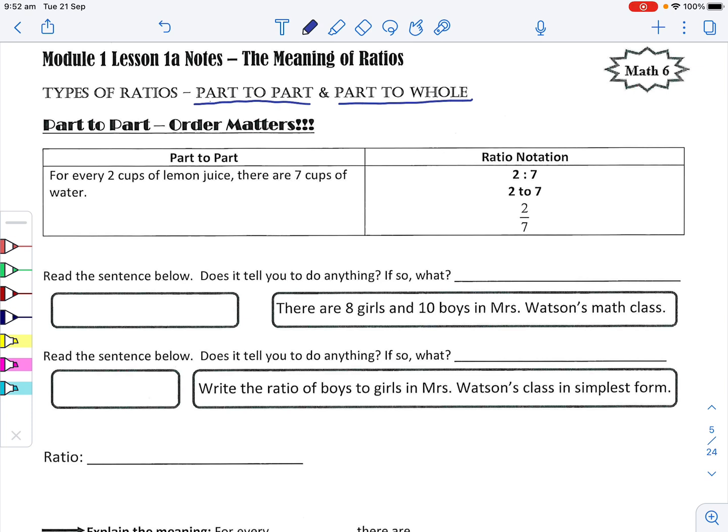So order matters. Every single time we write a ratio, the order that you write the ratio in does matter. In this particular example that we're going to start with, we're talking about making lemonade. And it says for every 2 cups of lemon juice, there are 7 cups of water. So those would be two things that make up lemonade. So lemonade would be our whole, but right now we're talking about the lemon juice and the water. For ratio notation, notice that the 2 comes first or is listed on top, and the 7 comes second or is listed on the bottom because that is the order of the ratio. We can use a colon, the word to, or a fraction to represent ratios. Okay, so those are our 3 different things over here.